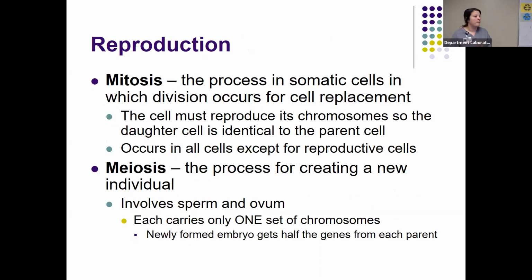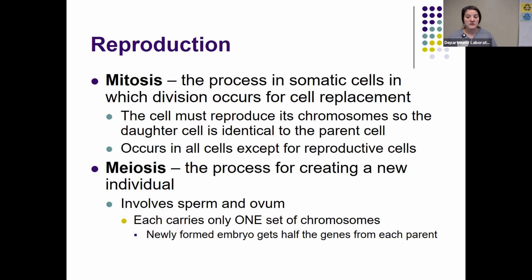And then we have mitosis versus meiosis. Mitosis is the process in somatic cells in which division occurs for cell replication. The cell must reproduce its chromosomes, so the daughter cell is identical to the parent cell. And this will occur in all your somatic cells except your reproductive cells.